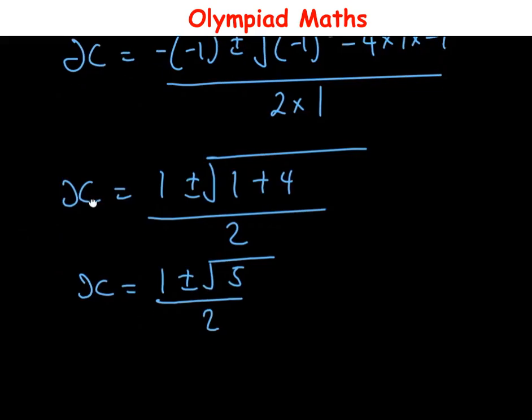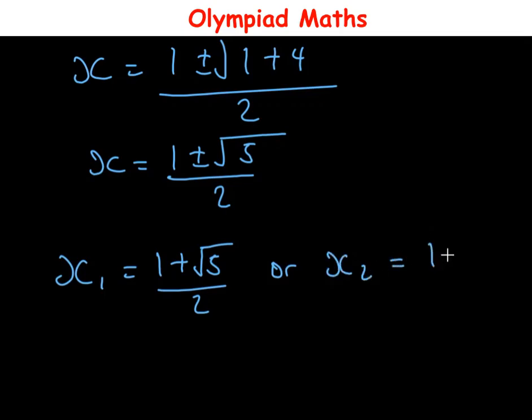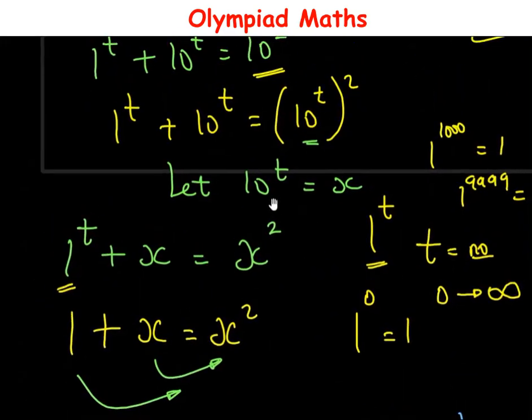So with this, the value of x1 is equal to (1 plus root 5) over 2, and the value of x2 is equal to (1 minus root 5) all over 2. Good. So with this, we've gotten the values of x. But recall that initially we said let 10 raised to power t equal x, right?